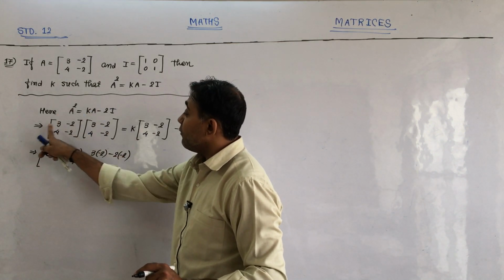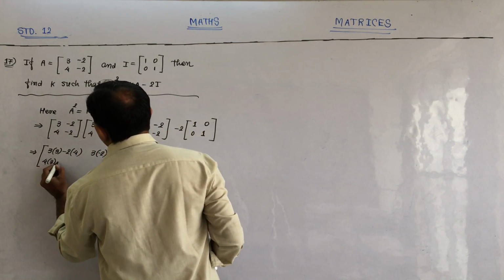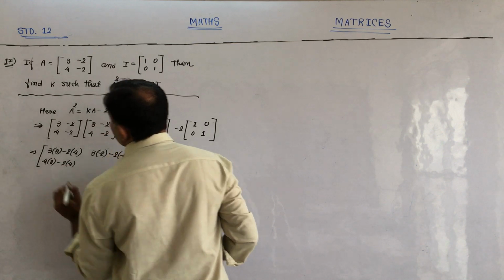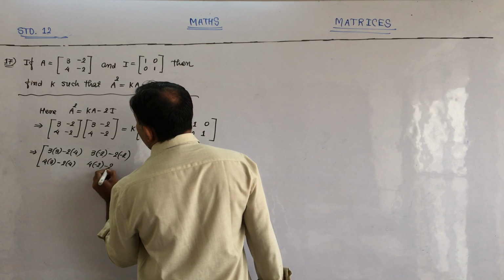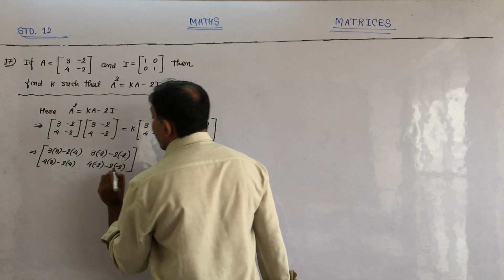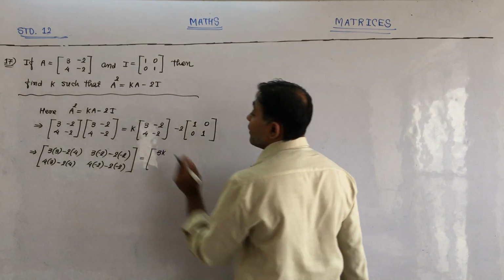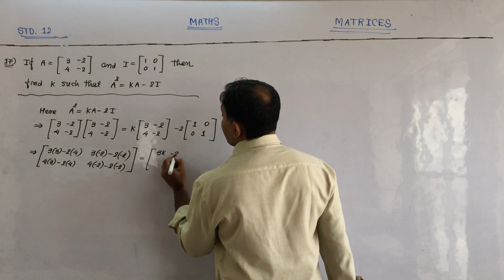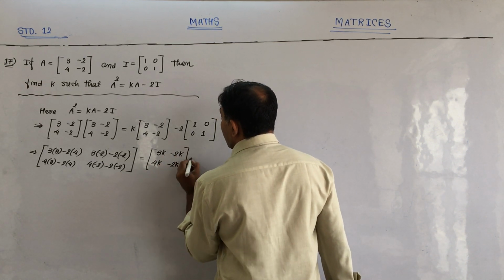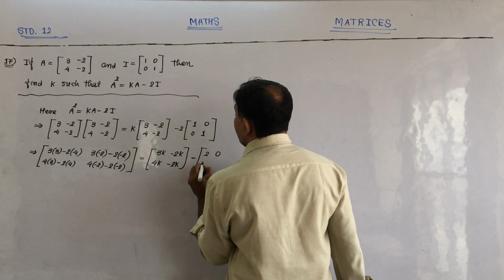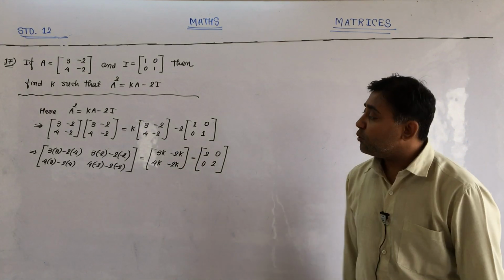First row first column, first row second column. Now second row first column, 4 into 3 minus 2 into 4. Now second row second column, 4 into minus 2 minus 2 into again minus 2, right? And this is equal to, corresponding elements, 3k, minus 2k, 4k, minus 2k, minus 2, 0, 0 and minus 2. Now you know that just compare the elements on both sides.